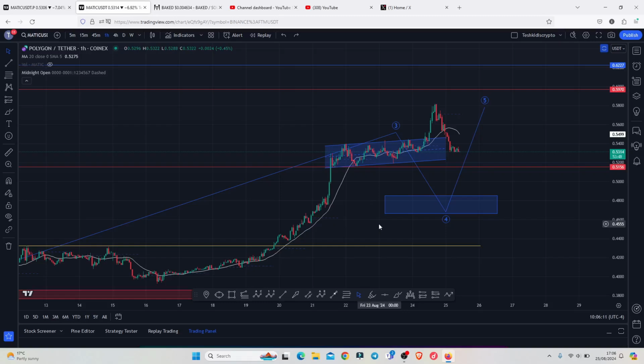Polygon Matic at the time of this recording is seeing a bit of a breakdown move after an aggressive bounce, in a move that gave us a high above the 0.5825, and at the time of this recording we are now holding below the 20-day MA here on the 1-hour chart, which is now acting as resistance.